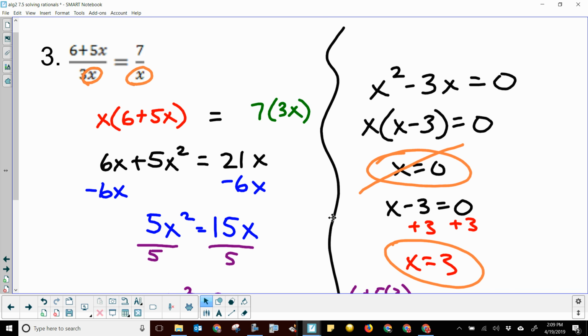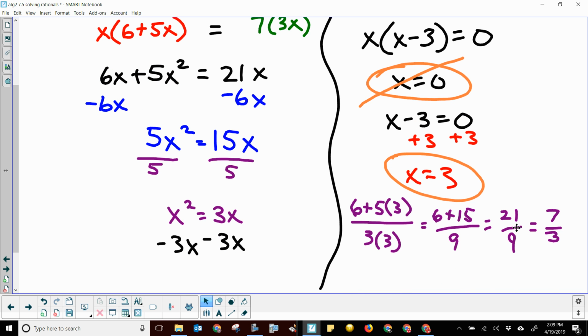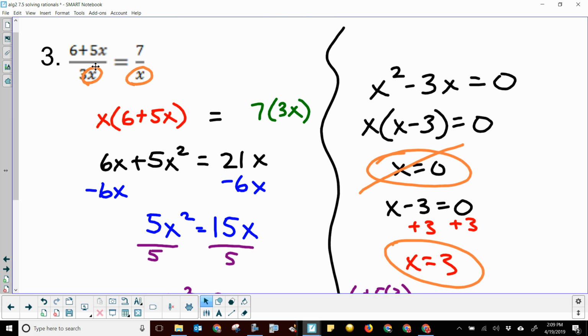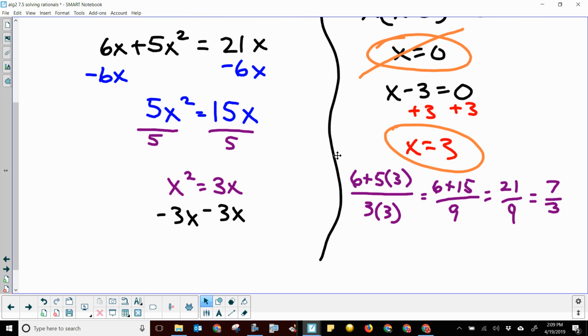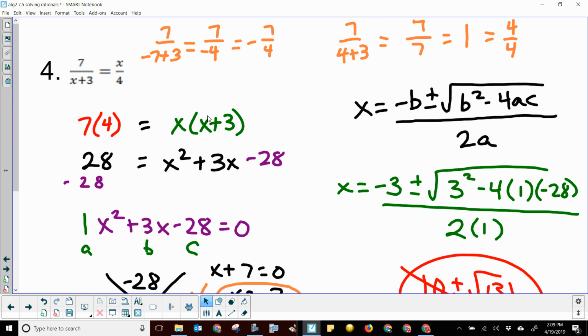Well, let's plug in 3 and just make sure. When we plug in 3, we get 7/3. If I plug in here and when I plug in 3, that does say 7/3. So plugged in 3, top and bottom, it ended up working. So 3 was our only answer. So when you have quadratics, you definitely have to plug back in. Potentially one doesn't work.